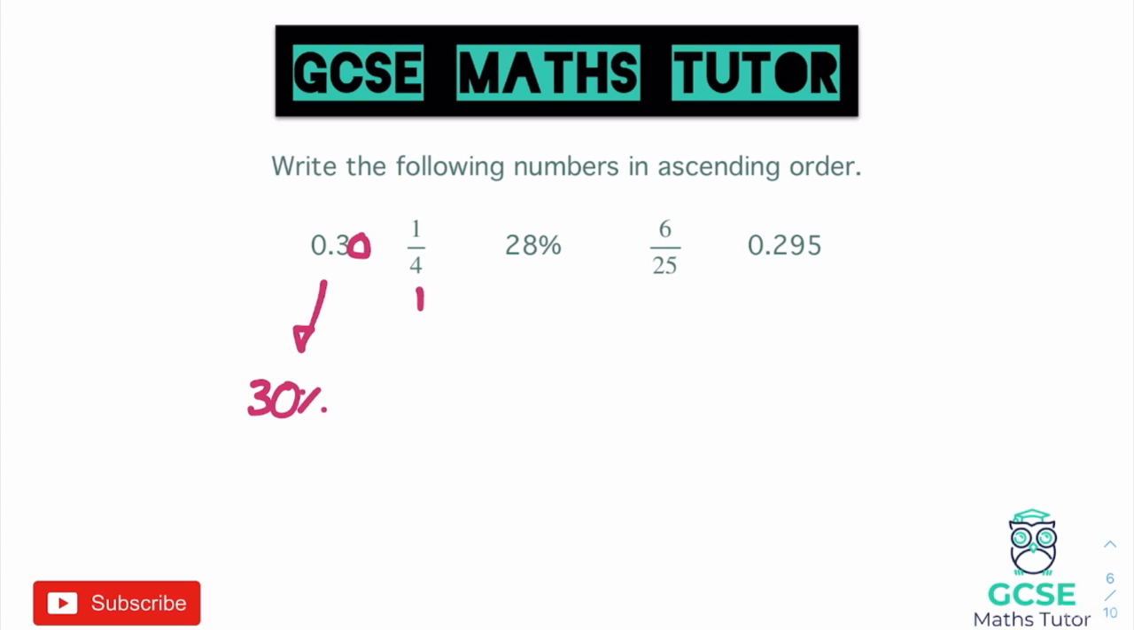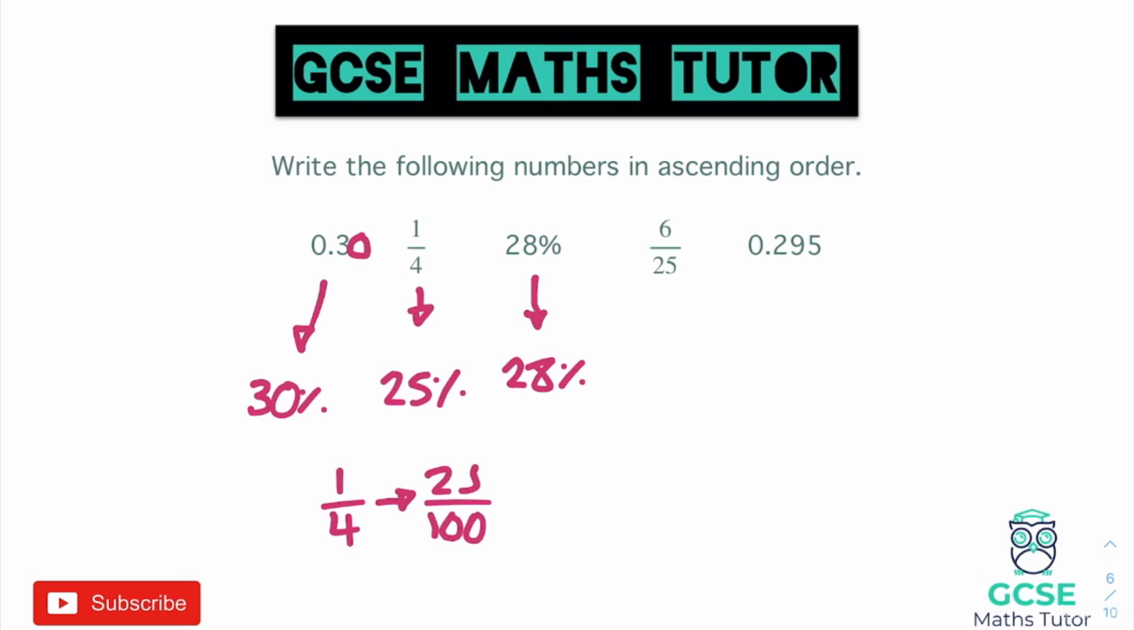For the second one, we want to turn that into a fraction over 100. Of course, if you just know this already, then that is fine, but 1 over 4 would become 25 over 100. So that one there is 25%. Of course, if you just know that, that's fine as well. You don't have to show the working out for that as long as you're confident with it. Now the third one is already written as a percentage, so that's nice and easy, 28%.